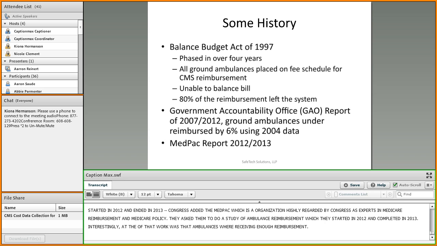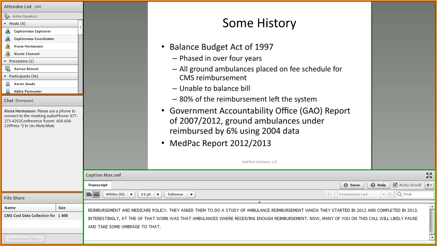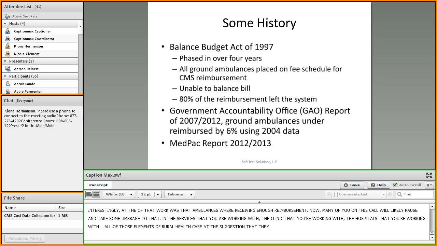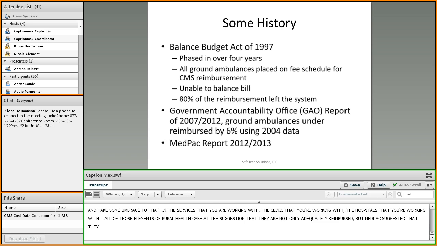Congress asked that MedPAC, which is a bipartisan organization highly regarded by Congress as experts in Medicare reimbursement and Medicare policy, to do a study of ambulance reimbursement, which they started in 2012 and completed in 2013. Interestingly, the conclusion of that work was that ambulances were receiving enough reimbursement.